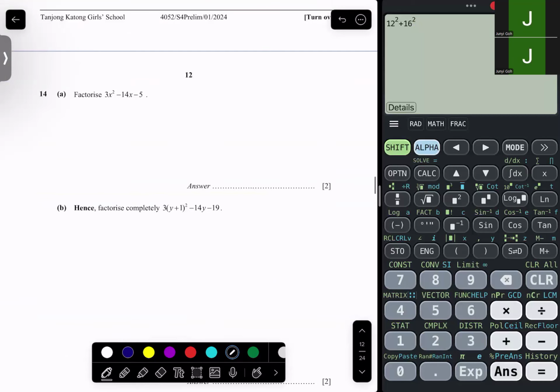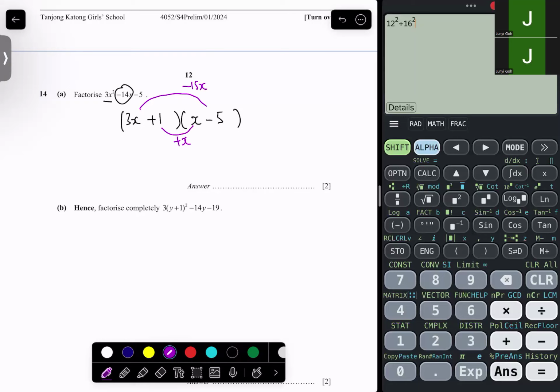Question 14, factorize this one. If the question puts it so bluntly, this is probably going to be just two brackets, right? So 3x squared, so we have 3x and x. Negative 5, so one must be 5, one must be 1, because 5 can only be 1 and 5. Since I want negative 14x, which is quite a big number, here I'll be negative 5, here positive 1. You can mentally expand this. This will give you negative 15x, this will give you plus x. Therefore, negative 14x. So answer: 3x plus 1, x minus 5.